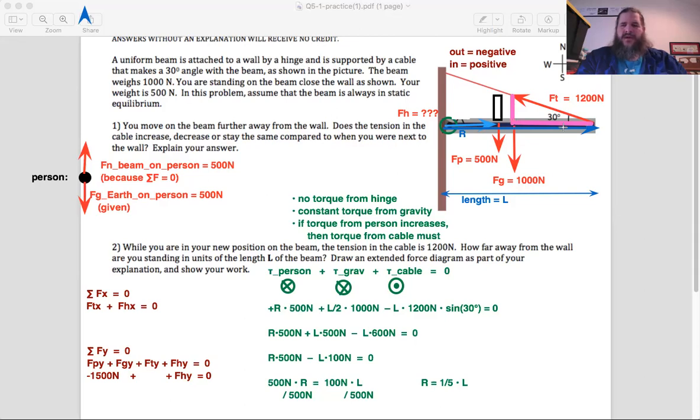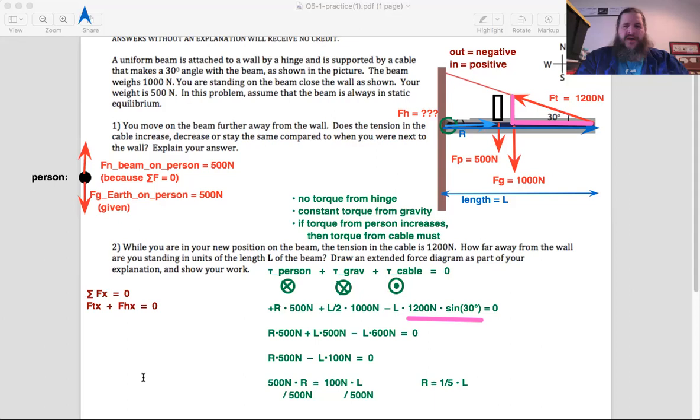If we wanted to know how much of this force is in the x direction and how much is in the y direction, we know the force itself is 1200 newtons. We can use F_t sine 30. Note that's the same F tension sine 30 we use for calculating torque as well, because the y component in this case is F perpendicular. And cosine 30 for x.